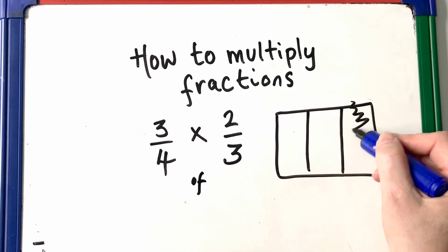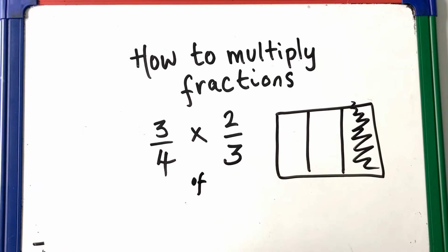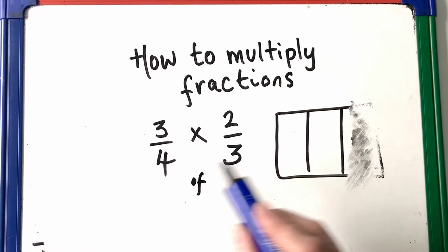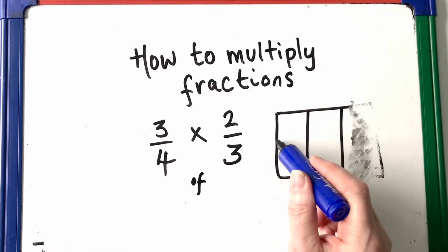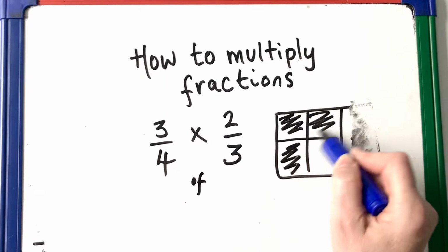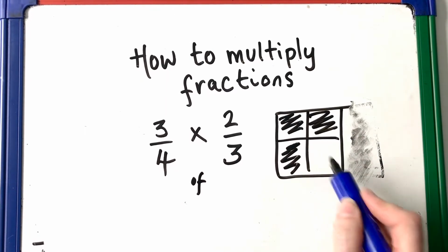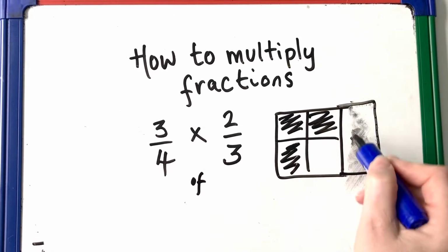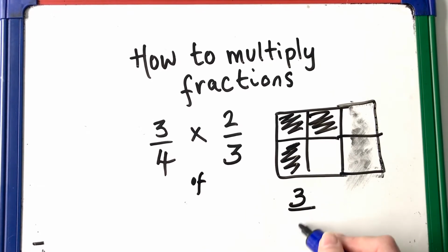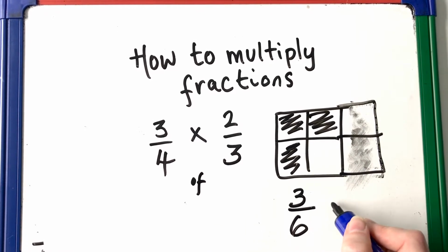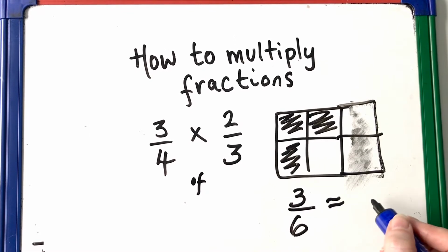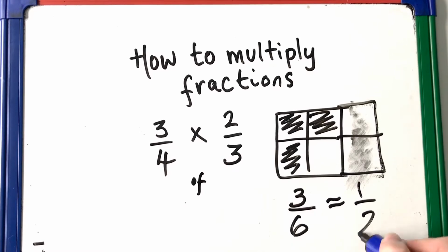So I've eaten that. Yum, yum, yum. So that's gone. Rub it out gently there. But I want 3/4 of what's left. So I want 1/4, 2/4, 3/4 of the original 2/3. Well, you can see that that would be 3 out of 6. And if you've watched the video on cancelling down fractions and finding equivalent fractions, you know that that's a half.